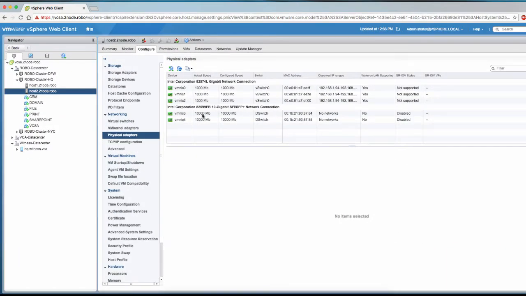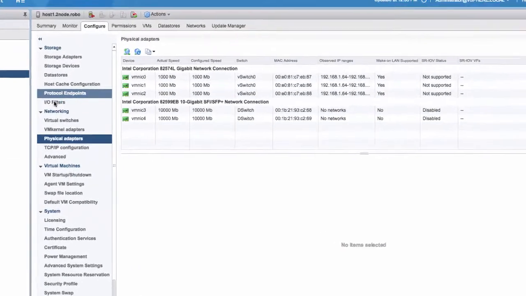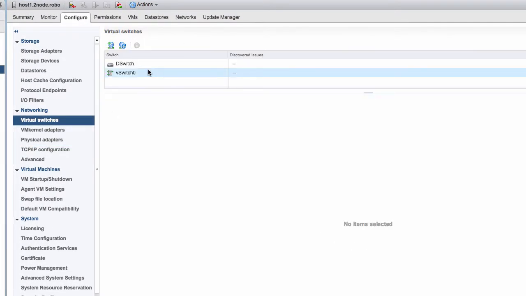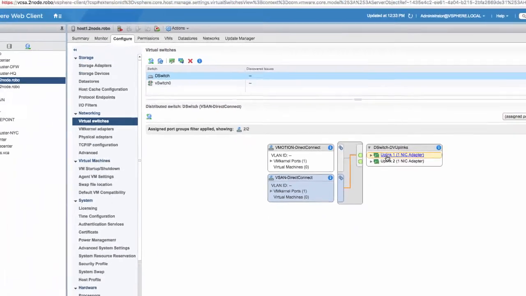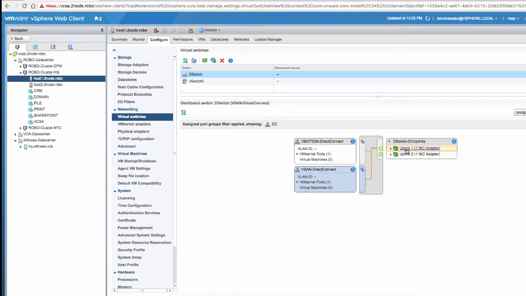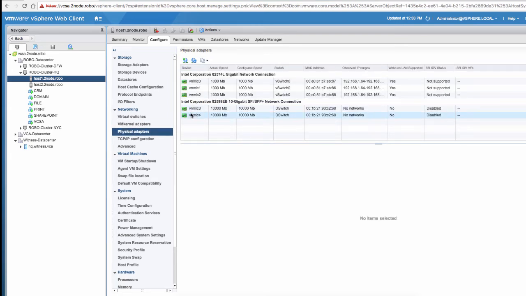Now, if we look at our physical connections with our virtual switches, if we look at our distributed virtual switch, we see that vMotion is connected to one uplink and vSAN is connected to the other uplink. It's important to keep in mind that because these are directly connected to each other between host 1 and host 2, there is no route to the witness appliance.